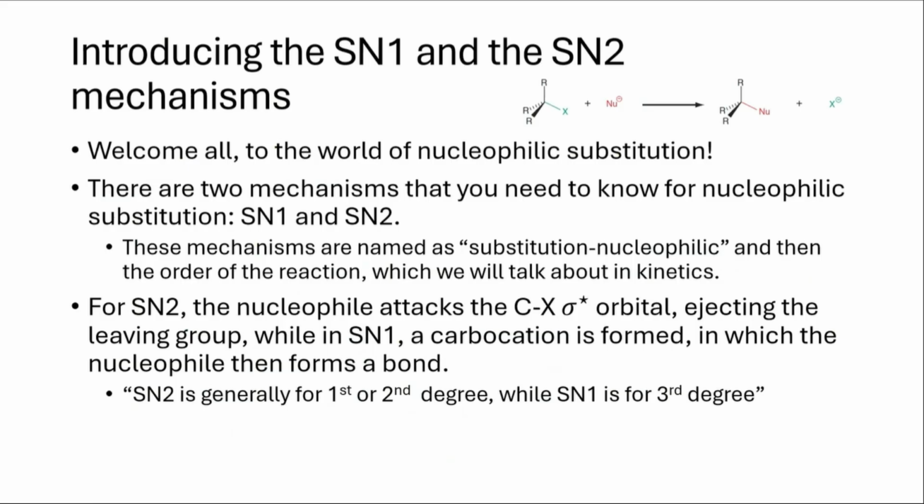So a carbocation, you can think of it as just a carbon with a positive formal charge bonded to 3 other groups. So SN2 is generally for first or second degree carbons, while SN1 is for third degree carbons, because carbocations are most stable if there are 3 groups stabilizing.